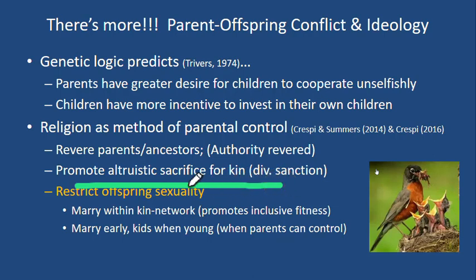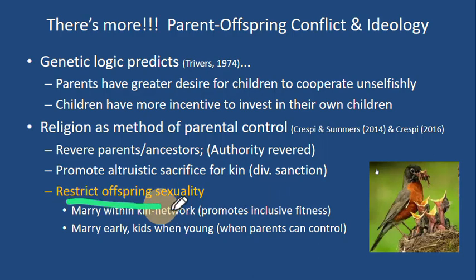Asian religions. And you have this promotion of altruistic sacrifice for kin. So you can see that in the New Testament, for example, this idea of being one in the body of Christ. And there's this idea that we're called through divine sanction or divine recommendation to be sacrificial for each other. So it's this method of trying to bind different people together in this way that will have your group, your kin, outcompete other kin groups.